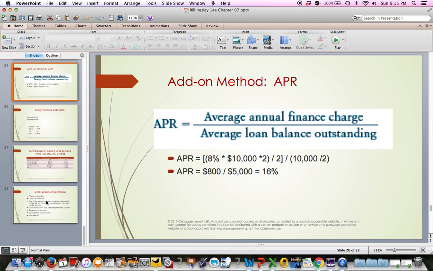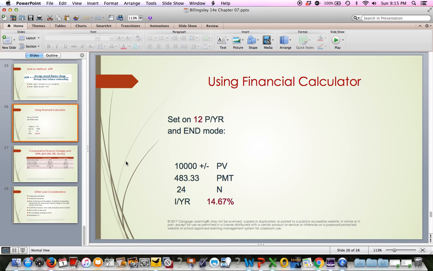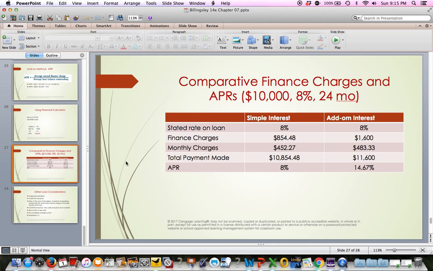And then computing the APR: of course, the APR will be different based on these various methods. Your average annual finance charge divided by the average loan balance outstanding gives you your APR. You can use a financial calculator to compute these also. They're computing finance charges based on whether it's simple interest or add-on interest, the stated rate of the loan, the finance charges, the monthly charges, the total payments, and what the APR turns out to be using the simple interest or the add-on interest methods.